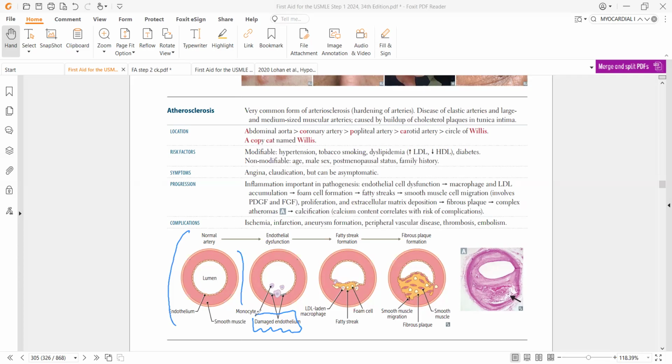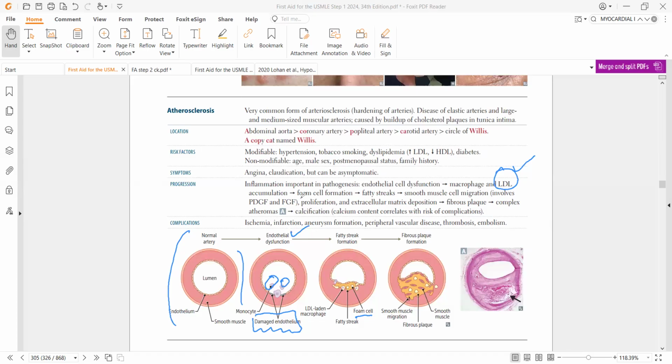After this injury, it is followed by the macrophages. So what will these macrophages do? When these macrophages engulf the LDL, high yield, they are converted into foam cells. Macrophages and monocytes are the same thing, right? So the first initial injury is endothelial dysfunction, or you can say endothelial injury, right? And this foam cell is a macrophage that engulfs the LDL.